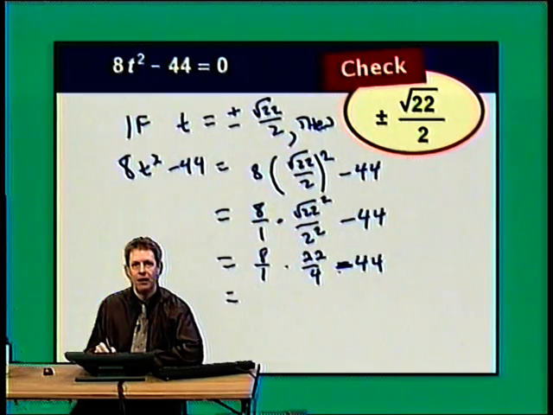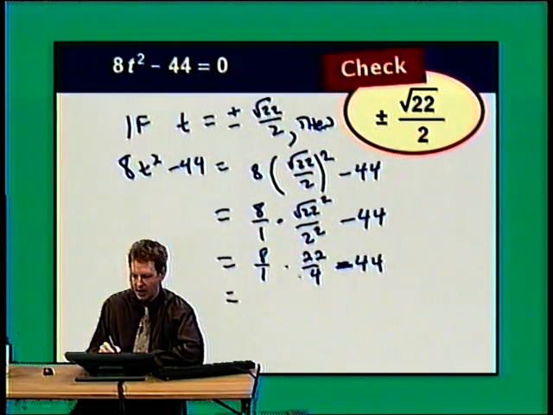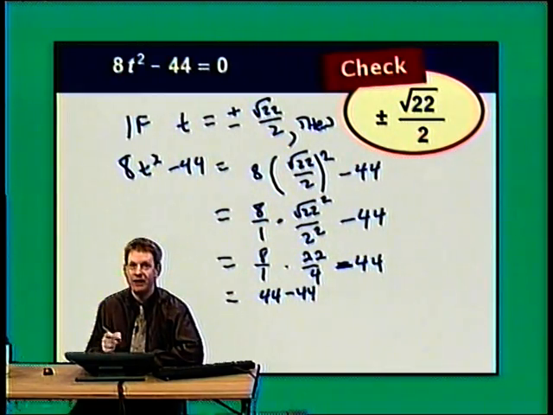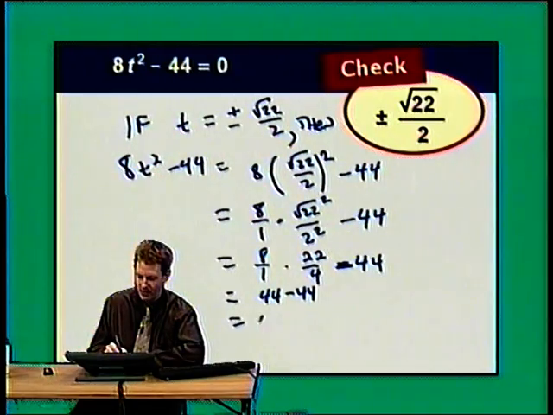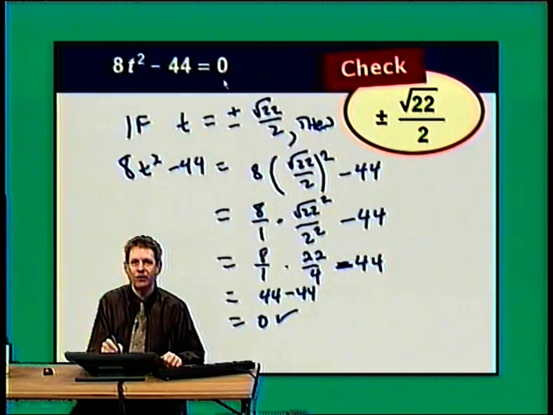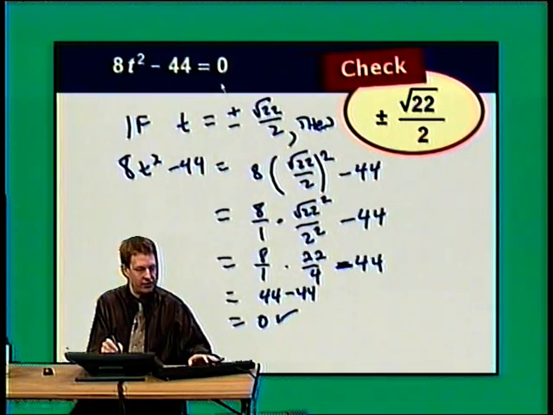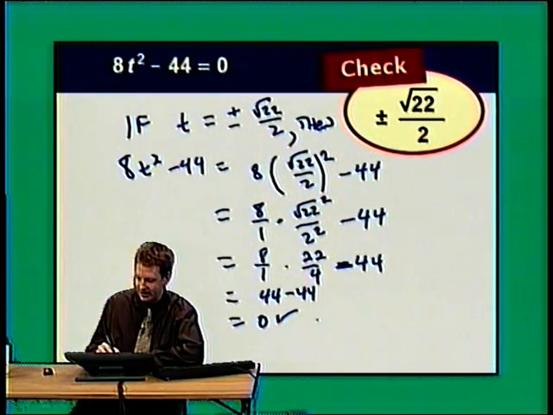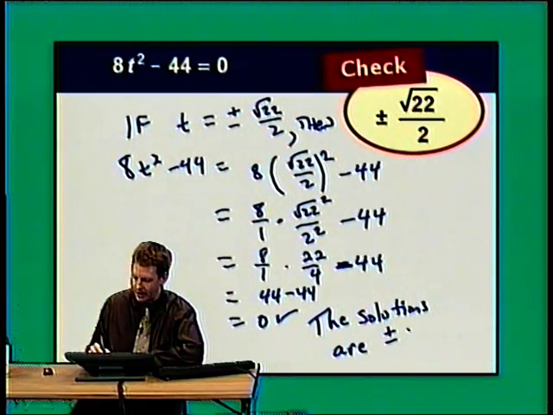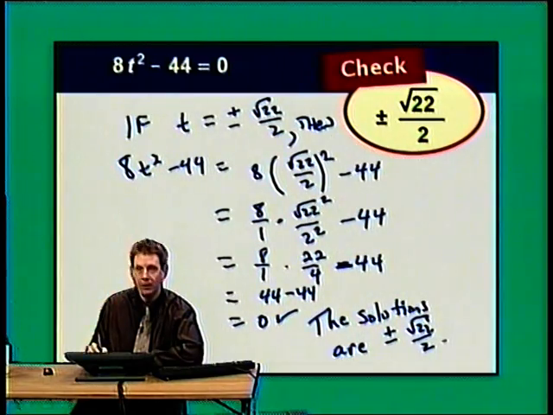So let's see. 4 goes into 8 2 times, and 2 times 22 is 44. And last time I checked, if you take away 44 from 44, you get 0, which is what I wanted 8t squared minus 44 to evaluate to. So I can go ahead and say that the solutions are plus or minus the square root of 22 over 2.